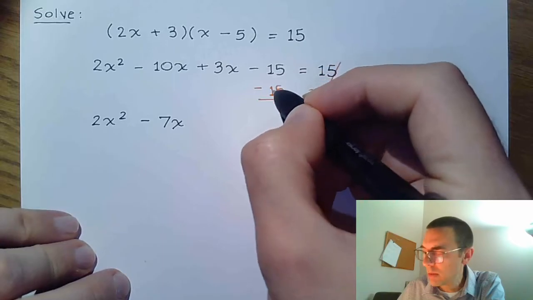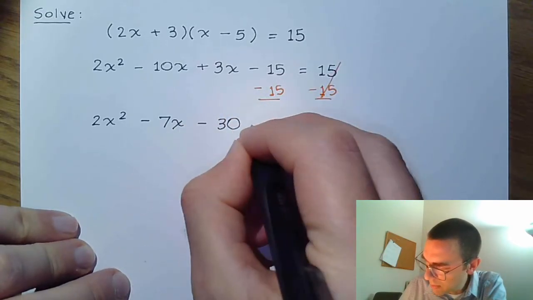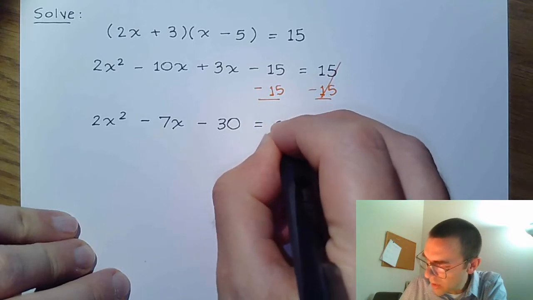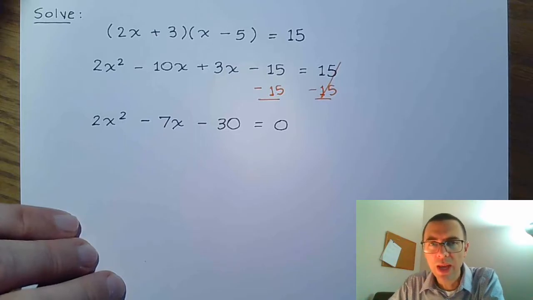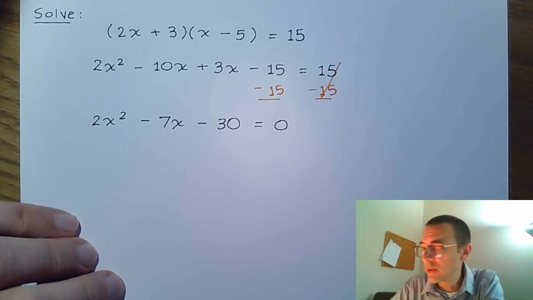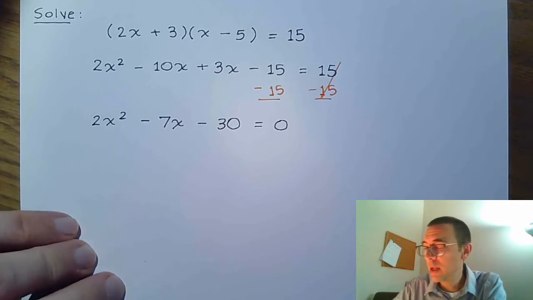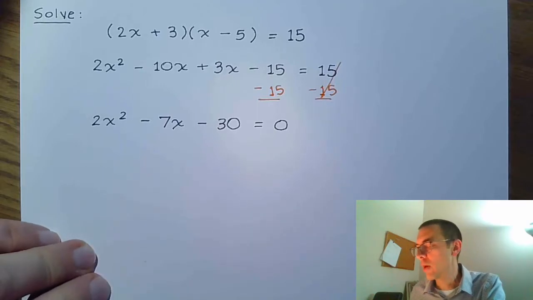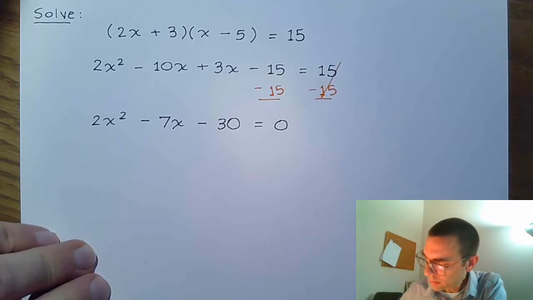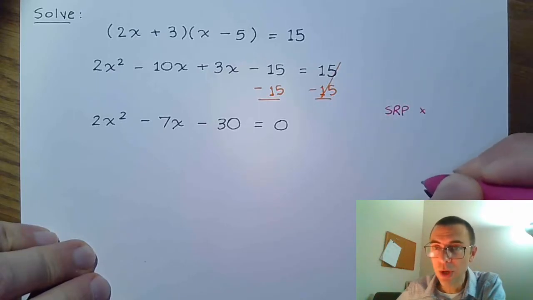Negative 15 minus 15 grows to a negative 30. And now on the right side we have 0. Well, if we think about the procedure that we have for solving quadratic equations, the first thing you would try to implement would be the square root property. But I can't do that because I have two terms that contain the variable. All right, so that doesn't work. So I look at the square root property, and that's a no-go.